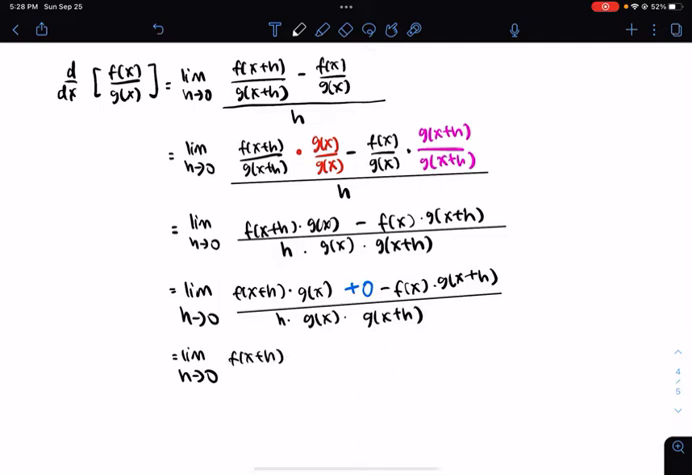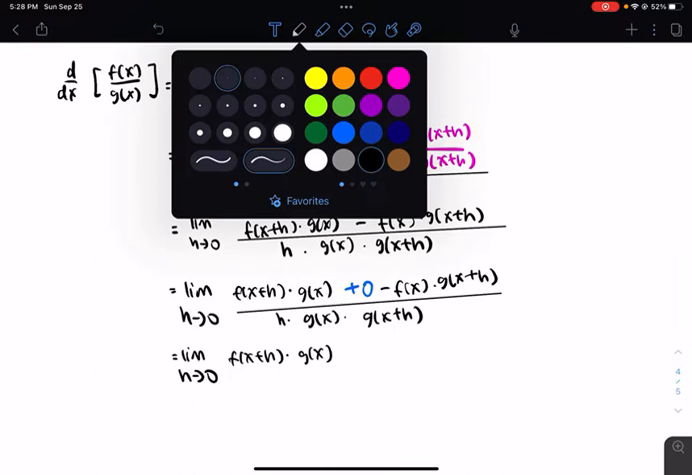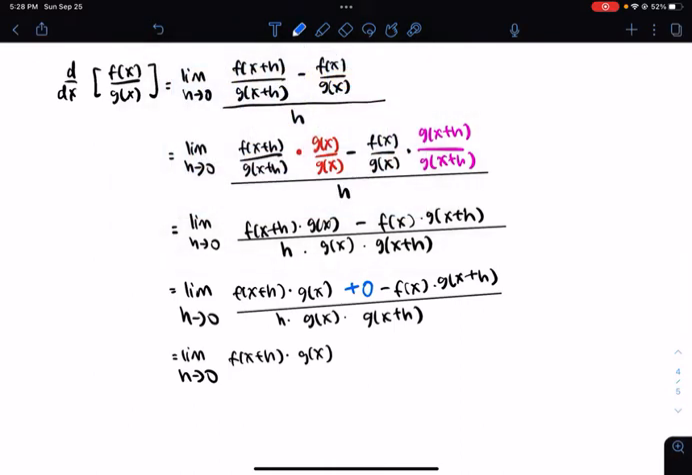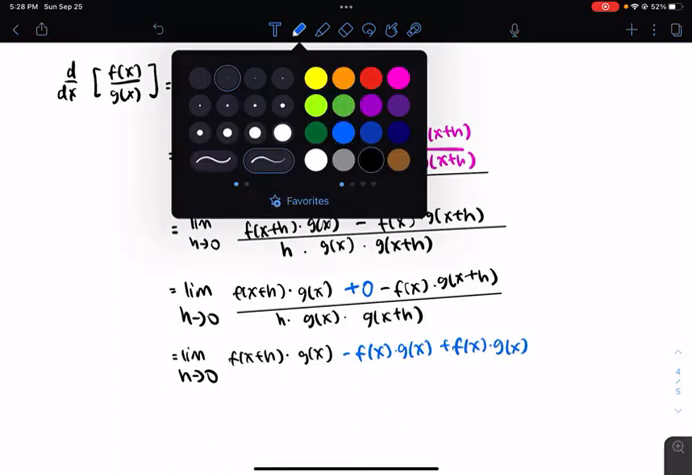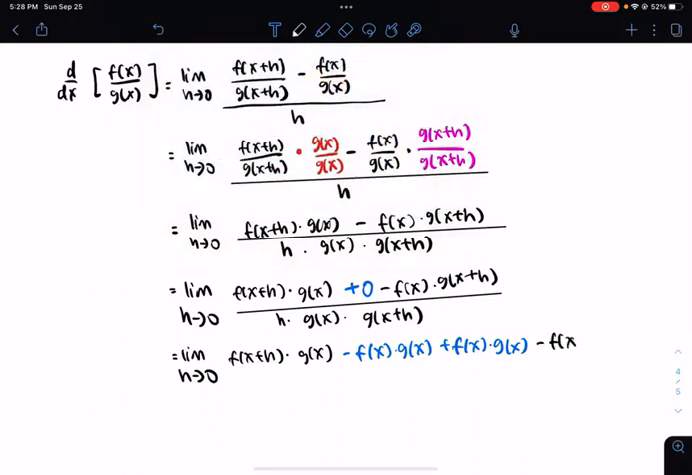So we can create minus f of x times g of x plus f of x times g of x. And the reason why we want that to be the blue functions is because we want to factor out the g of x and f of x later in the next step.